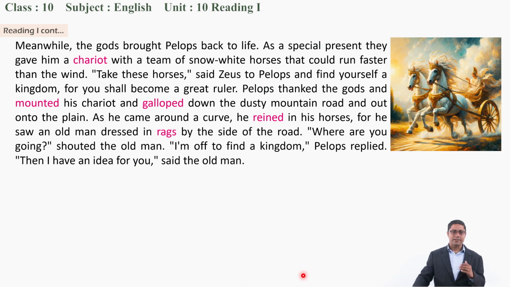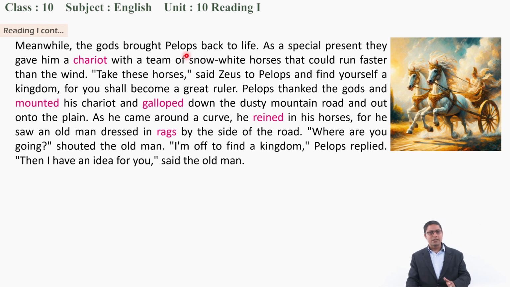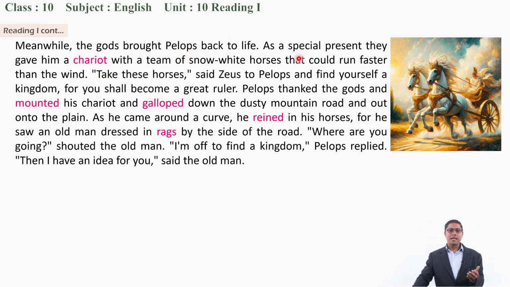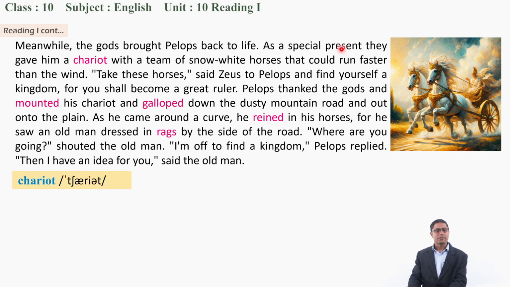Let's discuss next. Meanwhile, the gods brought Pelops back to life. Pelops was killed by his father, but the gods made him alive again. As a special present, they gave him a chariot with a team of snow-white horses that could run faster than the wind. You see there, they also gave him a gift, a present, that was a chariot.